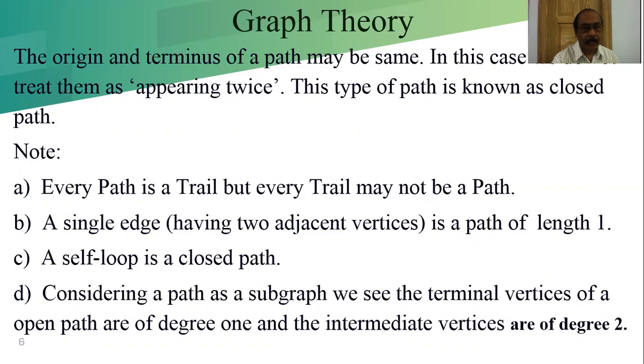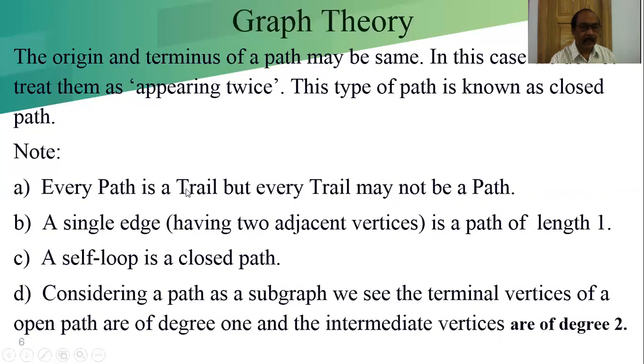In a trail, a vertex may appear more than once. If any vertex appears more than once, then it is not a path. But in a path, no edges and no vertices appear more than once. In a trail, no edge appears more than once, but a vertex may appear more than once. That's why a path is a trail, but a trail may not be a path. A path is obviously a trail.